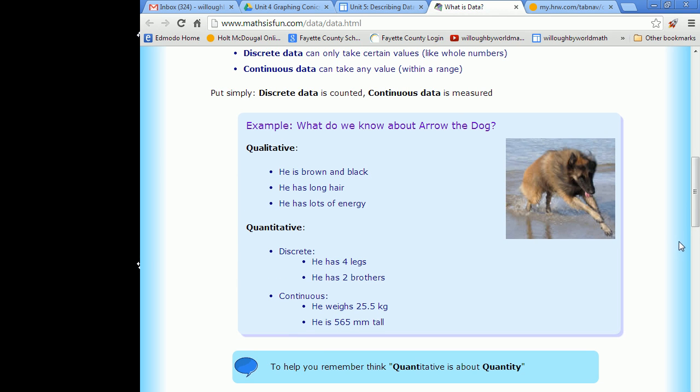All right, here's an example of Arrow the dog. So, if we looked at some categorical qualitative variables, he is black and brown. He has long hair, and he has lots of energy. My dog has lots of energy too. Quantitative. We have discrete and continuous examples here. Discrete, he has 4 legs. He has 2 brothers. Continuous, he weighs 25.5 kilograms. He is 556 millimeters tall. So these are our measurable. This is what we count. This is what we describe. Okay, so we see all the differences?